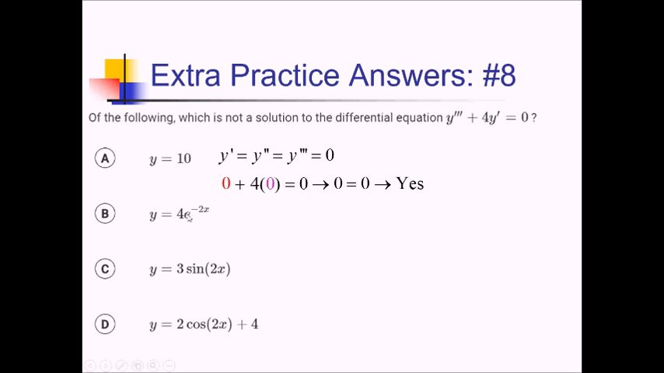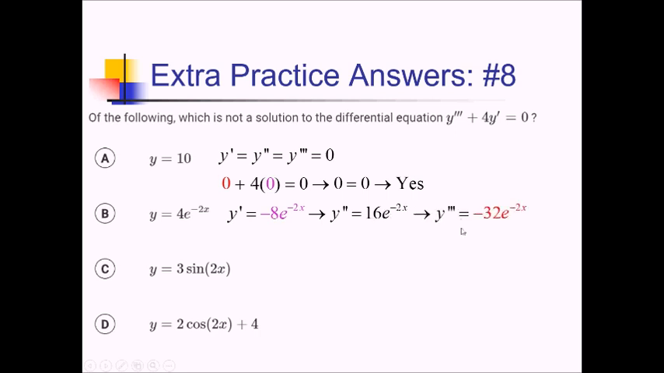So let's move on to the next one and see if this one fails. So y prime on this, using my chain rule, is negative 8e to the negative 2x. And then y double prime, we have 16e to the negative 2x. And then finally, y triple prime, negative 32e to the negative 2x.